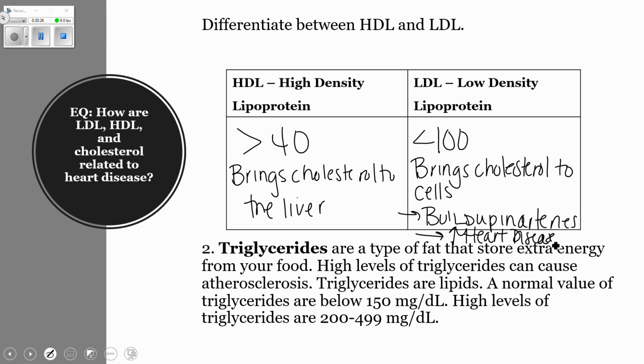Other things to note, there's another component kind of when we're talking about heart and artery health, and that's going to be your triglycerides. Triglycerides are fat that store energy from food. If your levels are too high, you're going to increase your risk of atherosclerosis, which remember that is going to be the hardening of the blood vessels. A normal value would be below 150. High levels are going to be anything above 200.